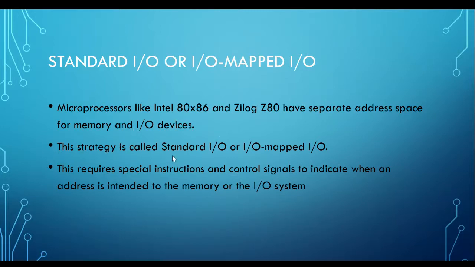So this strategy is called standard I/O or I/O map I/O. If you separate them out, it means this is standard I/O. This requires special instruction and control signal to indicate when an address is intended for the memory or I/O system. So when you want to access, for example, write something on the memory, you need to do certain things in the code to access the memory or the I/O.